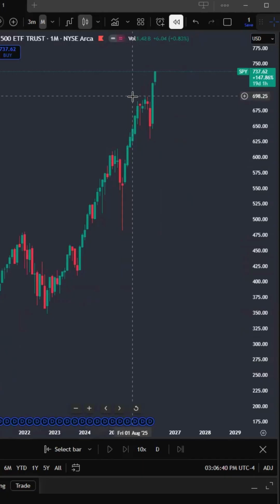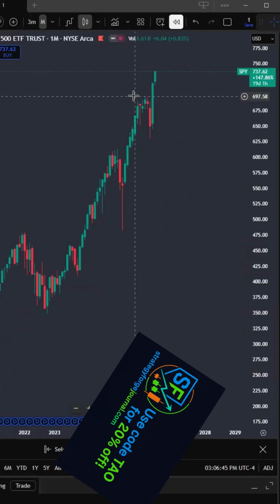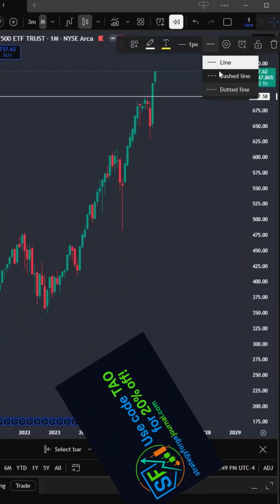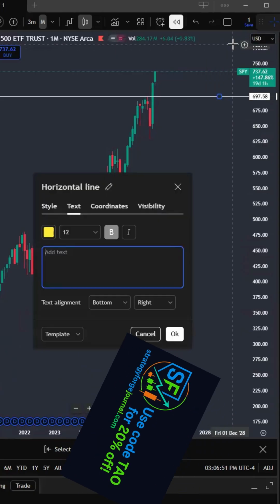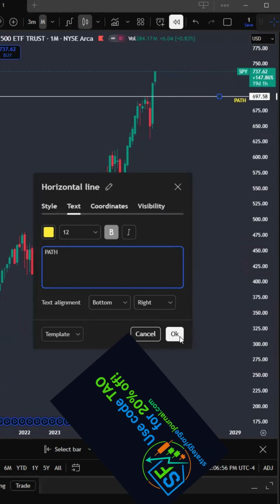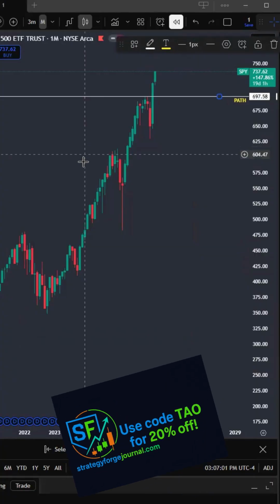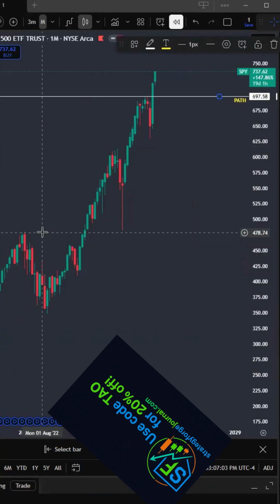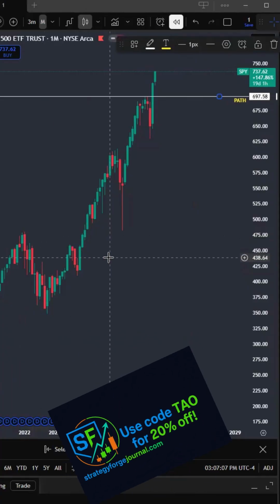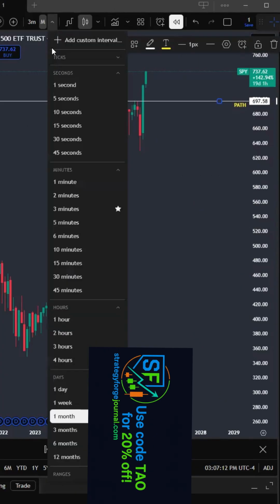So the very obvious first level is the previous all-time high here. That's 697.50. I just marked that as the previous all-time high. All right, there's other obvious levels here, right around 610.50, 478.75. I'm a day trader, so I could care less about those levels. They're just way too far away for me to care.